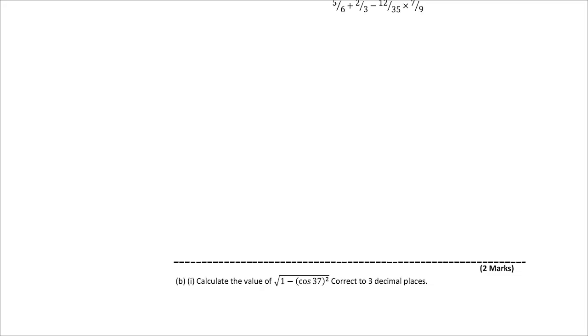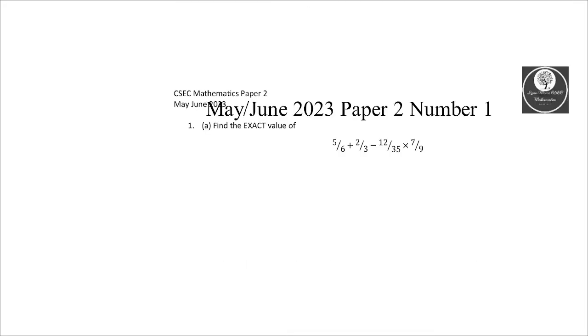Let me zoom in. Find the exact value of. They did not tell you anything like use a calculator otherwise. So I would say you can use a calculator to check it. However, show your working. Right, so the question is 5 over 6 plus 2 over 3 minus 12 over 35 multiplied by 7 over 9. What are you going to do?